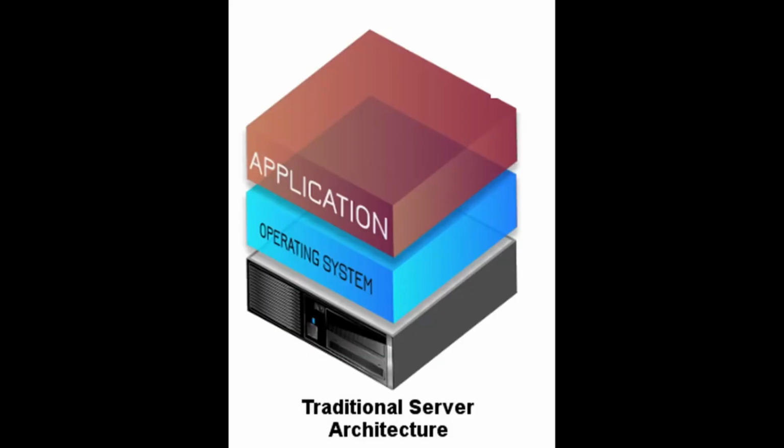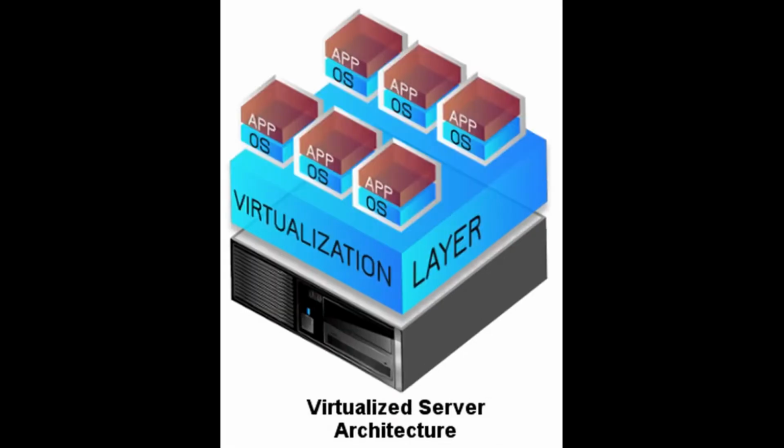Consider the traditional model of computing. On the bottom, you have the hardware. On top of the hardware, you install the operating system, and the applications run on top of the operating system. Virtualization adds an additional layer to the model. In between the operating system and hardware is installed a special sort of operating system known as a hypervisor.